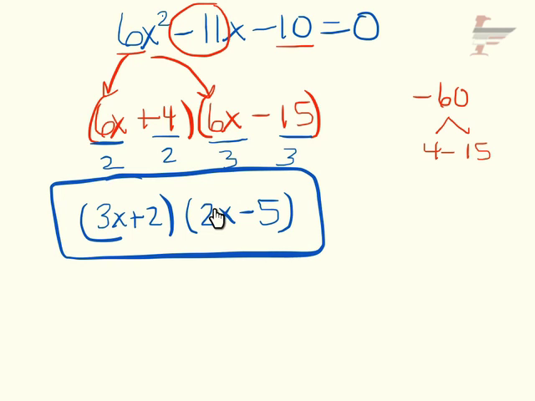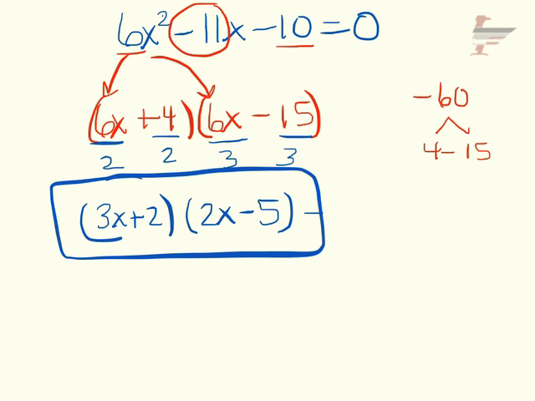When you FOIL this, of course, you're going to get 6x squared, and here you'll get negative 10. But your outer and your inner terms are the clincher. So this is going to be a negative 15 plus 4, which, yes, would give you negative 11. If you used 6 and 1 first, when you FOILed that out, you wouldn't get your answer. So that's up to you.